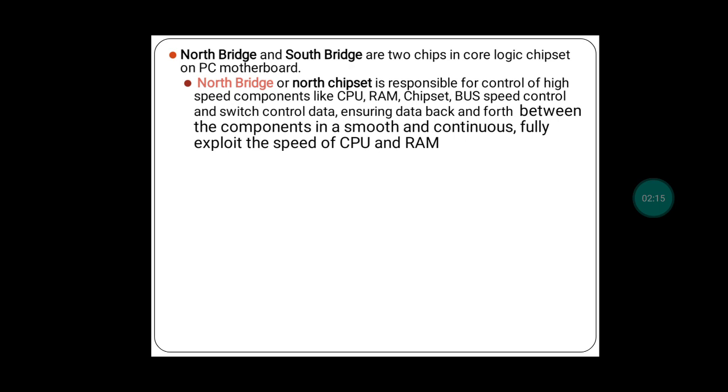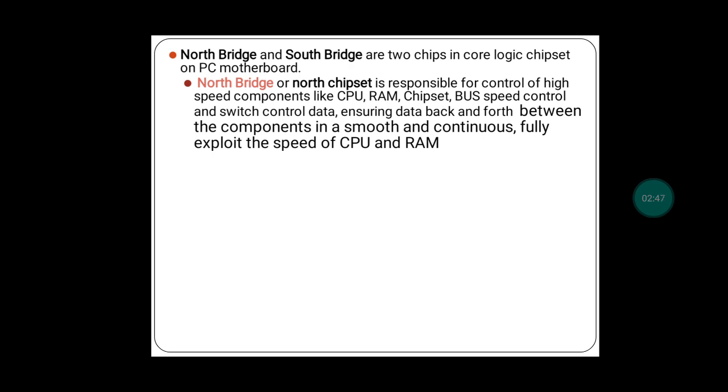As I said, a north bridge or north chipset is responsible for controlling high speed components of the computer such as CPU, memory, other chipsets, and controlling the speed of the bus. So what is this bus? Bus is one of the components in the computer system which carries data from one component of the computer to another component. Carrying data has to be faster, so that can be managed by this north bridge.